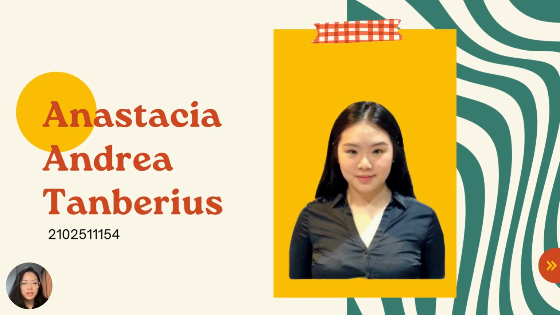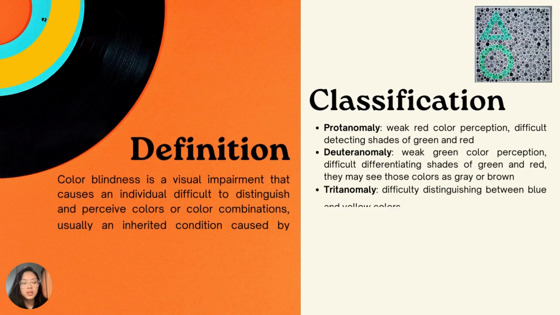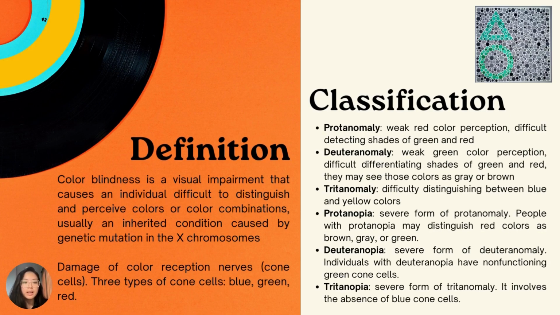My name is Anastacia Andrea Tanberius and my last three-digit numbers are 154. I'm going to start with definition and classification. Color blindness is a visual impairment that makes it difficult for an individual to distinguish and perceive colors or color combinations. It is usually an inherited condition caused by genetic mutation in the X chromosome. It is damage of color reception nerves like cone cells. There are three types of cone cells: blue, green, and red. Color blindness can be classified into protanomaly, deuteranomaly, tritanomaly, protanopia, deuteranopia, and tritanopia.